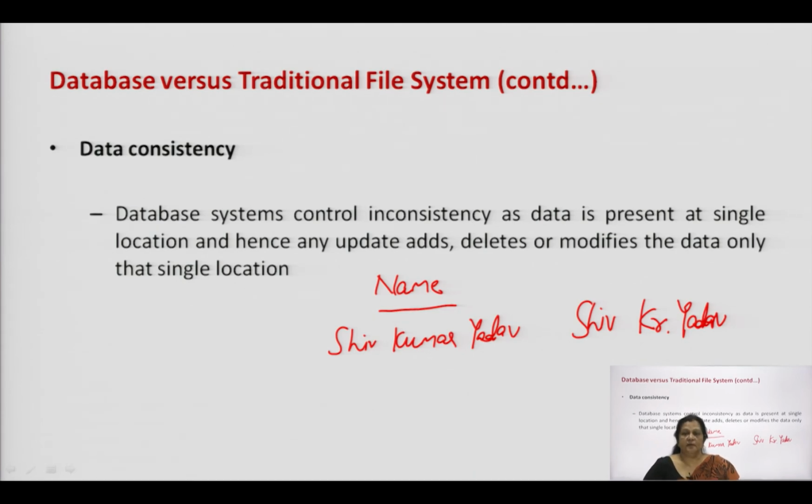Whereas, when it is a database system, then again it is a central pool of data, and the name of the student will be stored as Shiv Kumar Yadav, or in this form, whichever form it is stored, it will be available to each and everyone in that very form. So, the problem of data inconsistency that exists in the traditional file system is overcome in the database system because in the database system all the data is stored as a central pool of data.